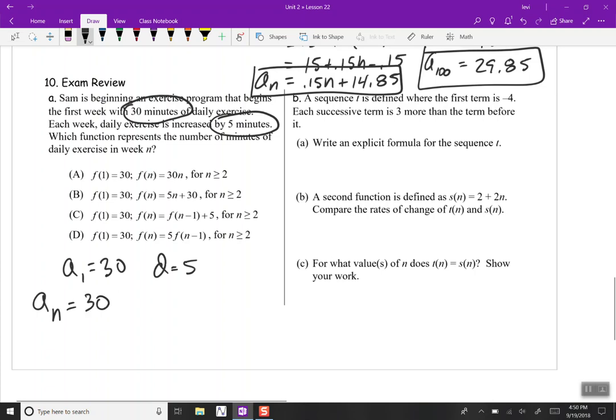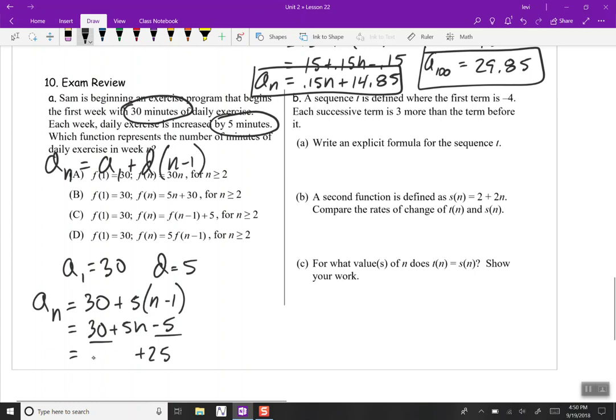We're using our equation again. A sub n equals a sub 1 plus d times the quantity n minus 1. So a sub n equals 30 plus 5 times the quantity n minus 1. That makes 30 plus 5n minus 5. 30 and -5 make 25. So that's 5n plus 25. A sub n equals 5n plus 25.